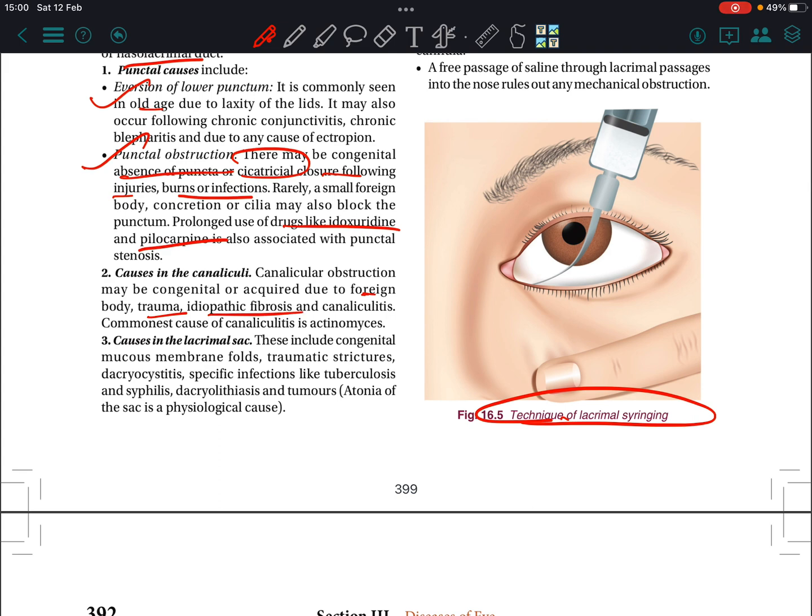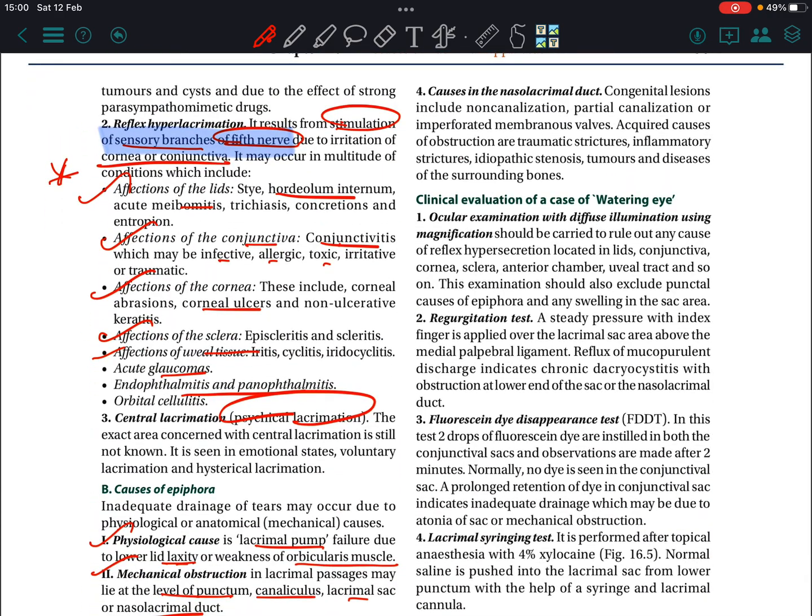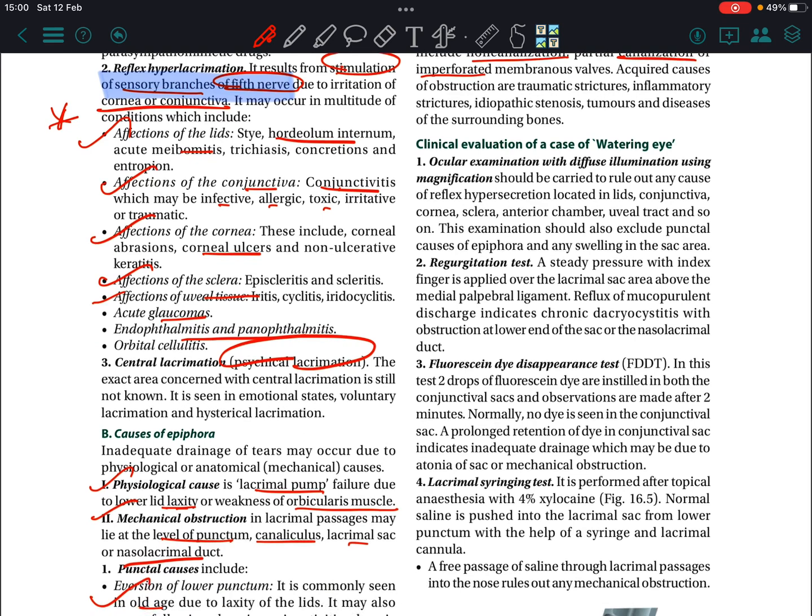Causes in the lacrimal sac include congenital mucous membrane folds, traumatic strictures, dacryocystitis, specific infections like tuberculosis, syphilis, dacryoliths, tumors, etc. Causes in the nasolacrimal duct: congenital lesions include non-canalization, partial canalization, or imperforate membranous valves. Clinical evaluation of a case of watering eye.